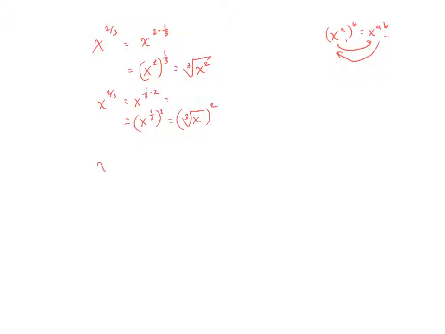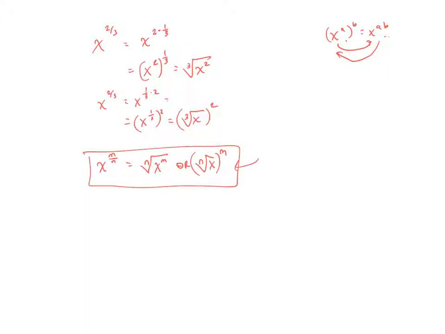So if I have a fractional exponent and I want to write it as a radical, there's two ways of doing that. I can either write it as the nth root of x to the m, or I can write it as the nth root of x all to the m. And either of those is perfectly fine. So this is the new rule for powers that we're going to need to know.